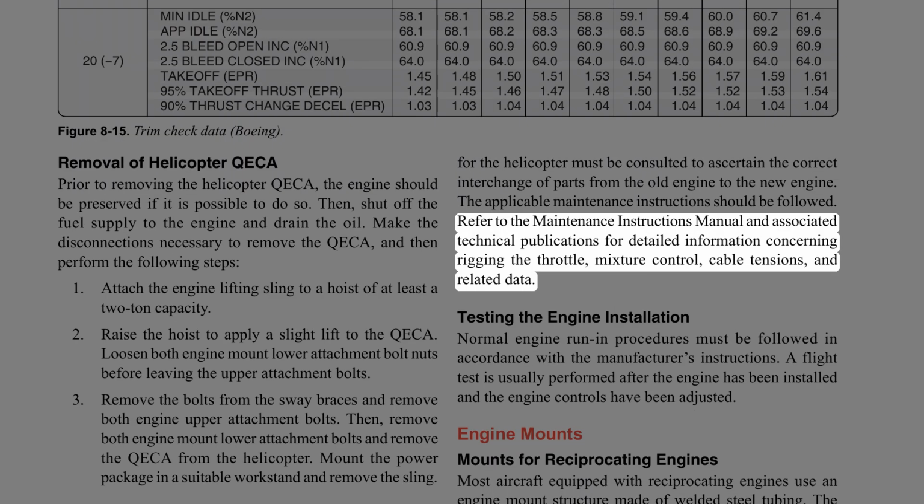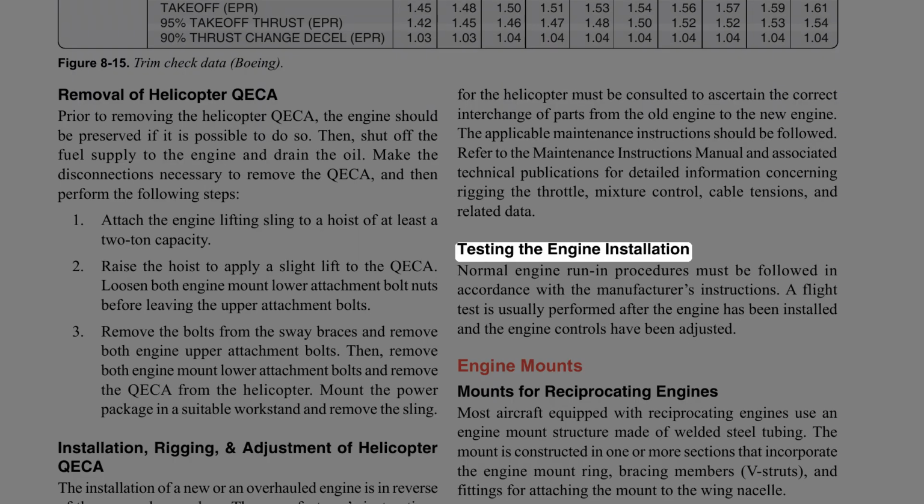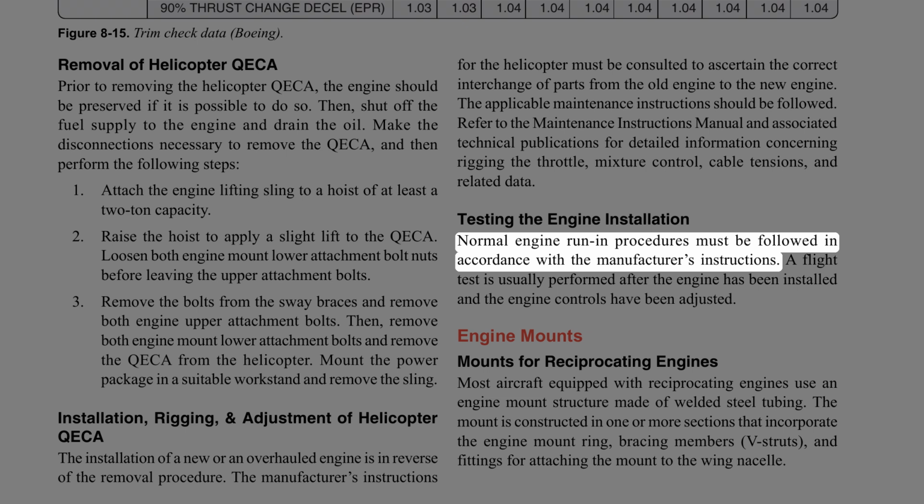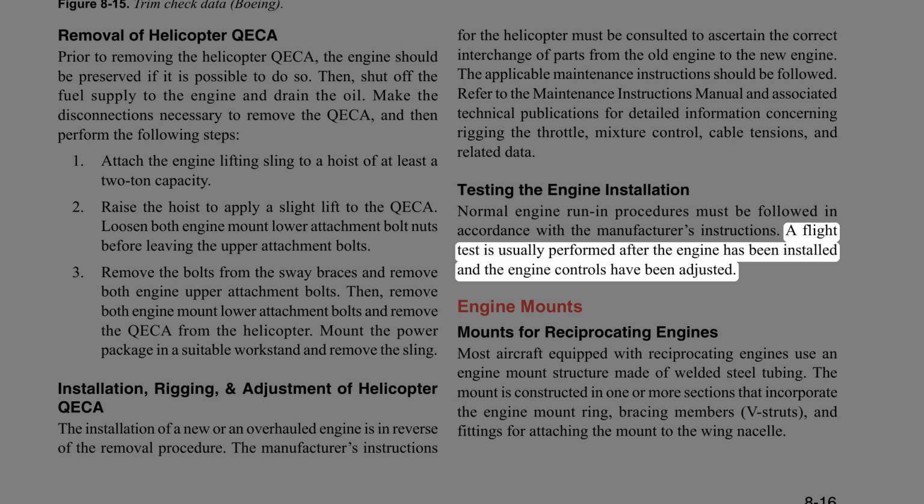Refer to the Maintenance Instructions Manual and associated technical publications for detailed information concerning rigging the throttle, mixture control, cable tensions, and related data. Testing the engine installation. Normal engine run-in procedures must be followed in accordance with the manufacturer's instructions. A flight test is usually performed after the engine has been installed and the engine controls have been adjusted.